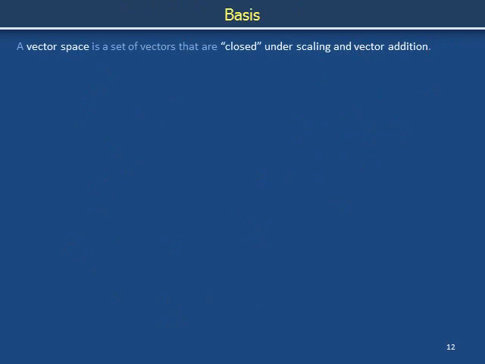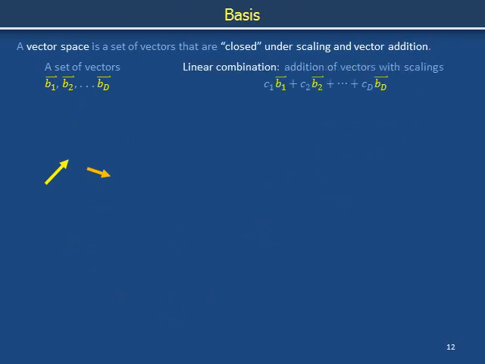A vector space is a set of vectors that is closed under scaling and vector addition. Consider a set of vectors called b1, b2, and so forth up to bd. For example, here is a yellow vector and an orange vector, so capital D equals 2. A linear combination is an addition of vectors that have individually been pre-stretched by the scaling factors c1, c2, and so forth up through cd.